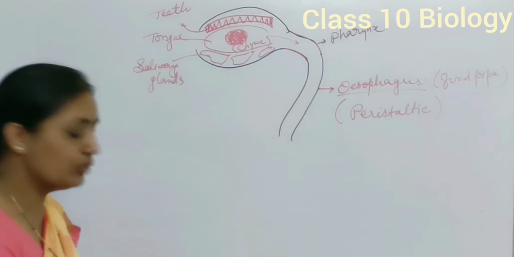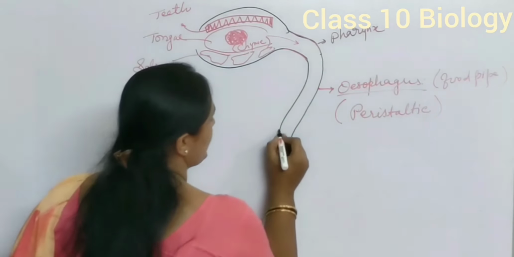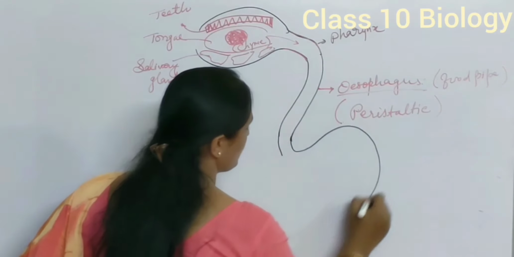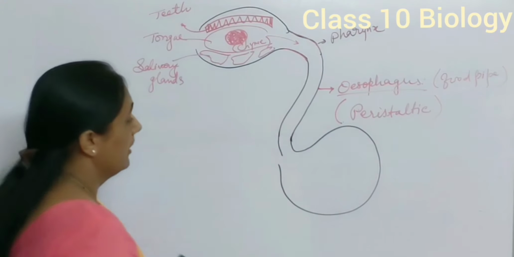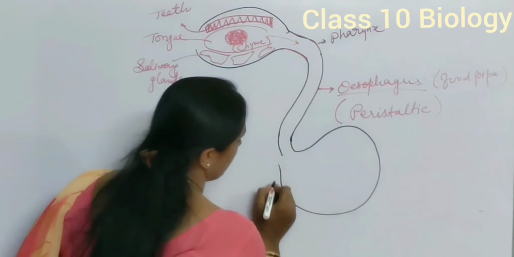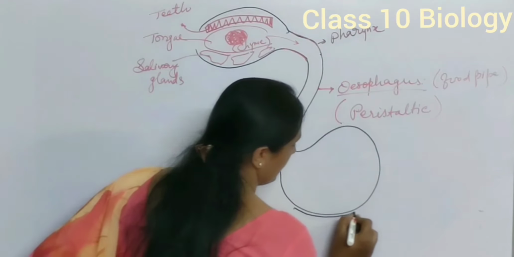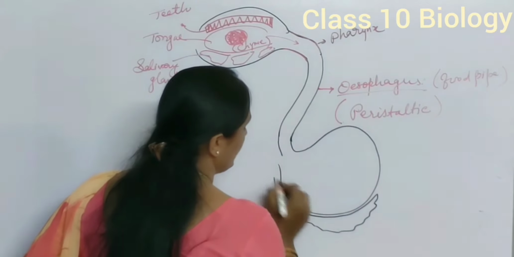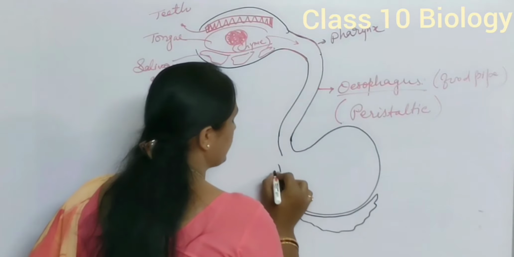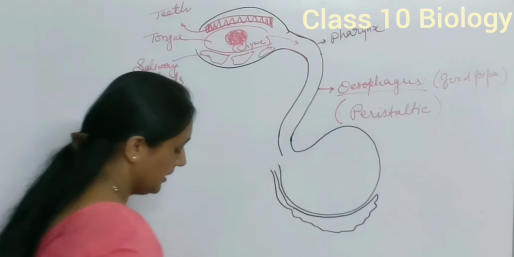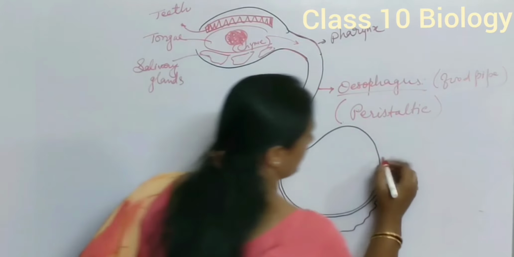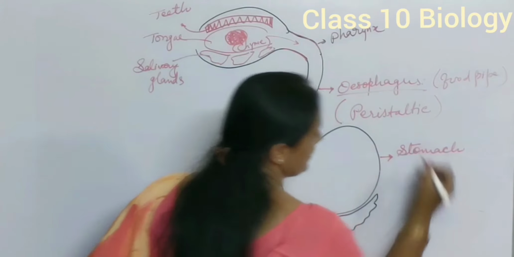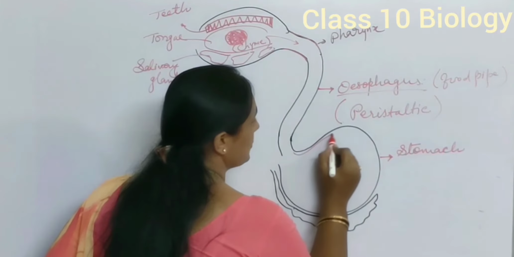Now further, the esophagus opens into a J-shaped, as well as C-shaped, structure, which we call the stomach. Below the stomach there is a yellowish gland called the pancreas, which opens in a duct called the pancreatic duct. Now this is the stomach, and the role of the stomach is to store food material, partial digestion, and secretion of gastric juices.